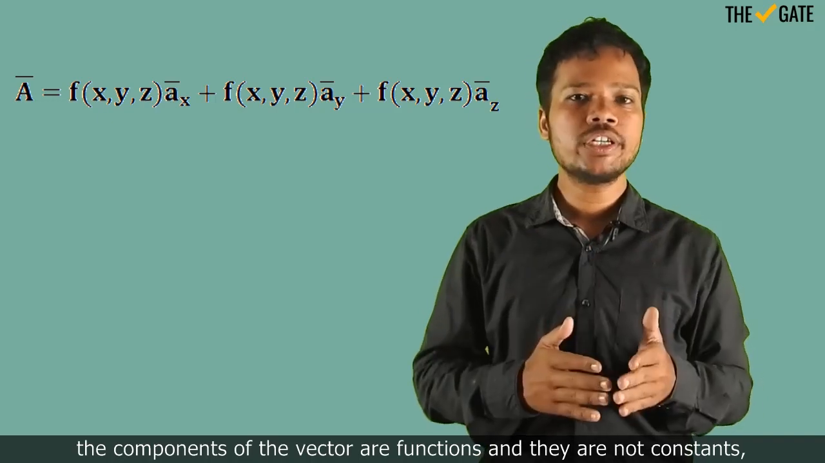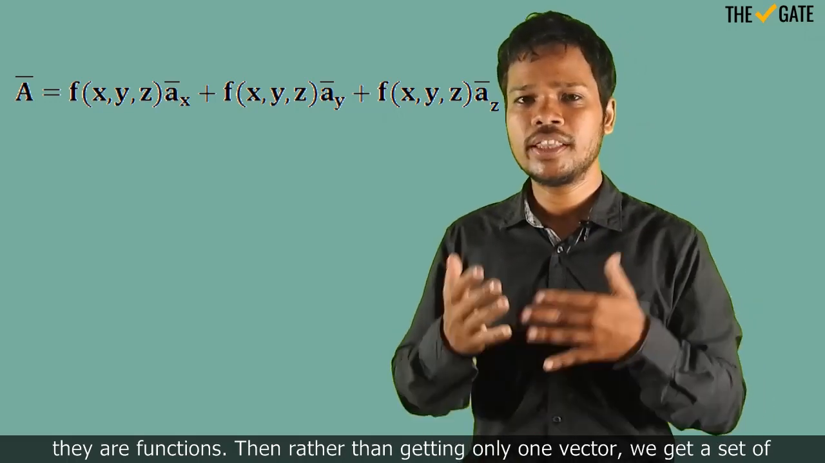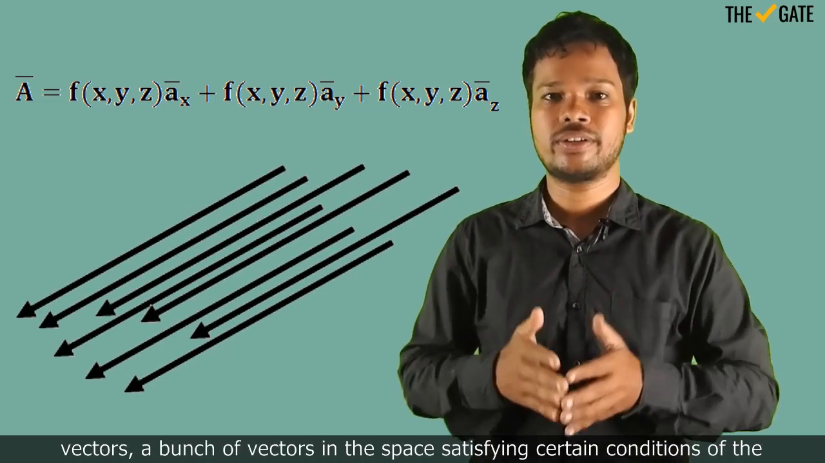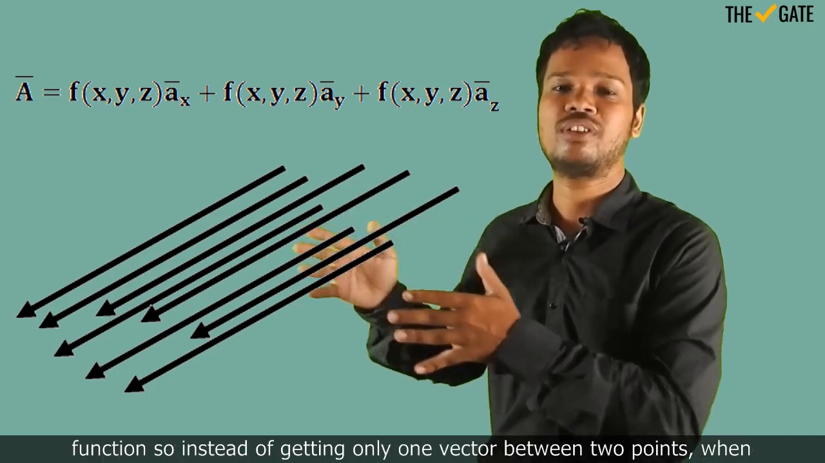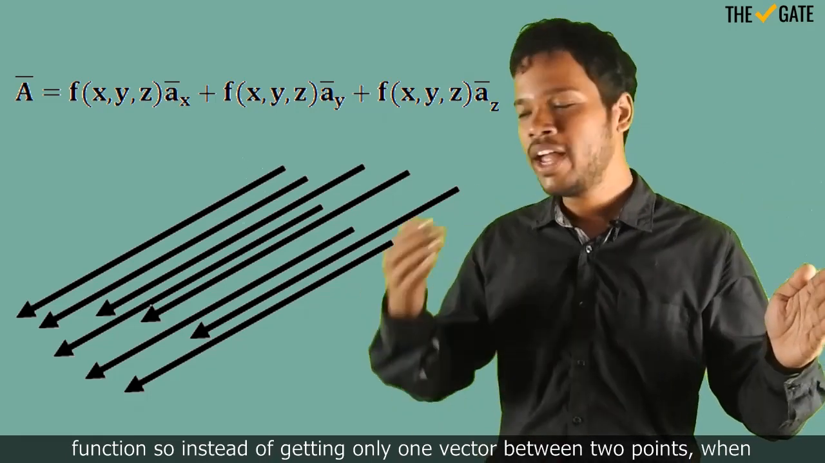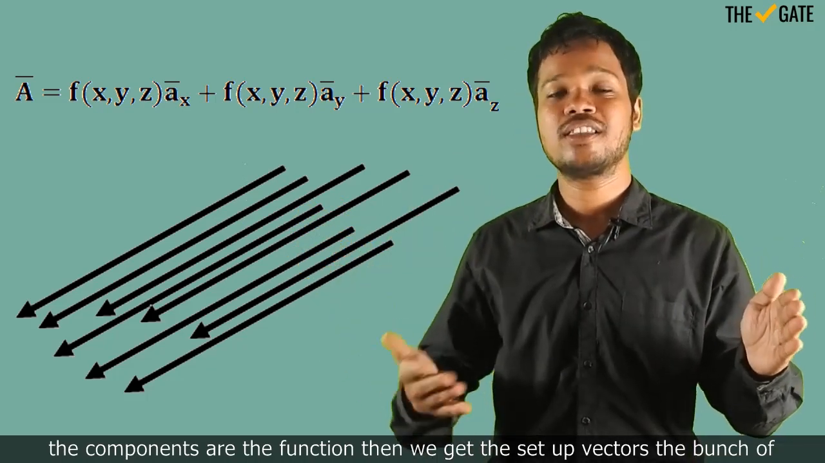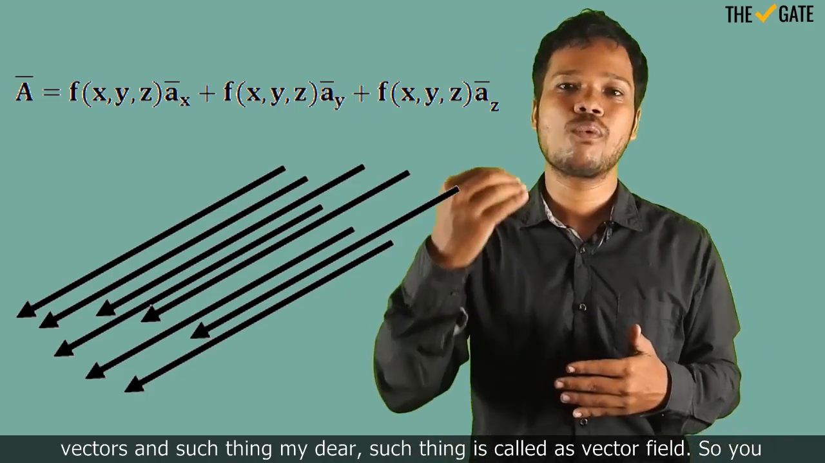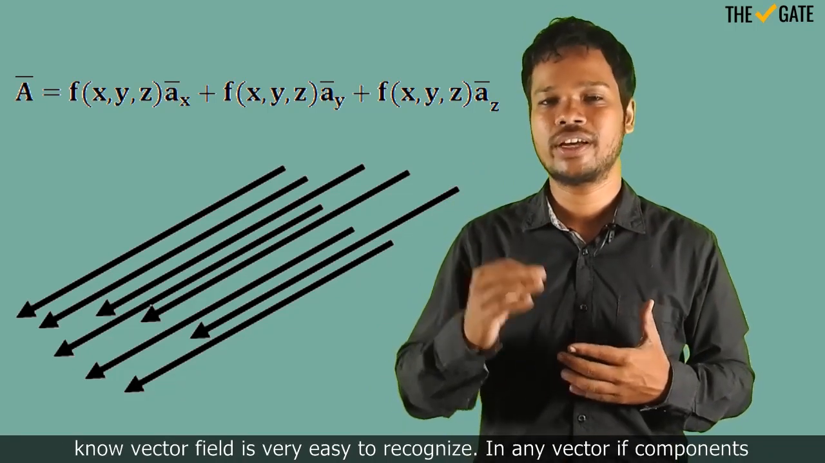When the components of the vector are functions and not constants, then rather than getting only one vector, we get a set of vectors, a bunch of vectors in the space satisfying certain conditions of the function. So instead of getting only one vector between 2 points, when the components are functions, we get a set of vectors, and such a thing, my dear, is called a vector field. So a vector field is very easy to recognize.